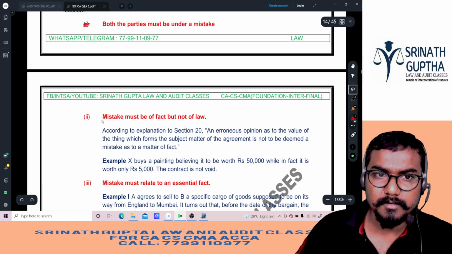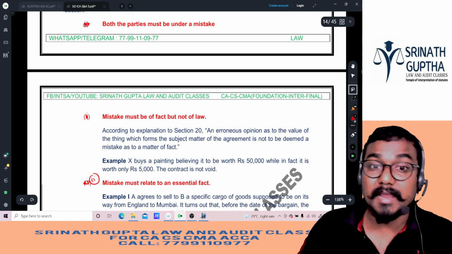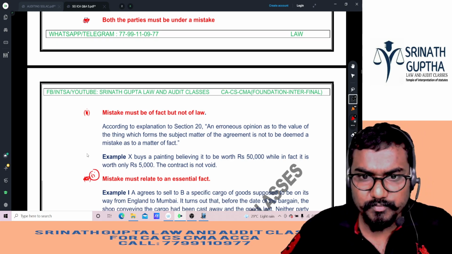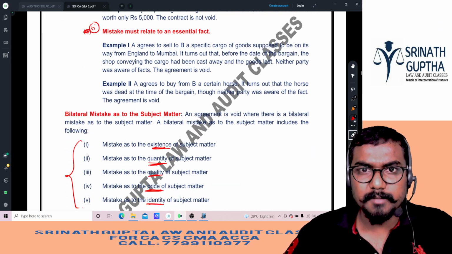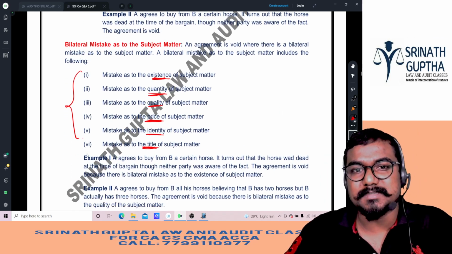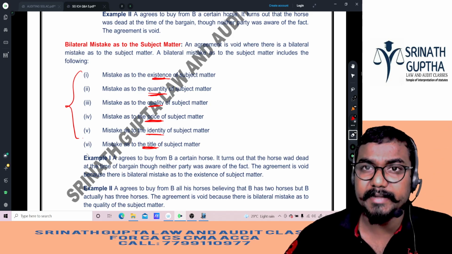This is the first one. This is the second one, beta. Bilateral mistake as to fact. That fact is of how many types, beta? Six types: as to existence, quantity, quality, price, identity and title.